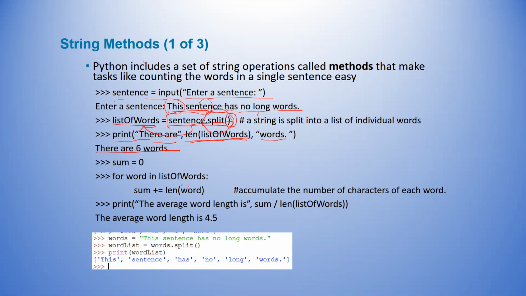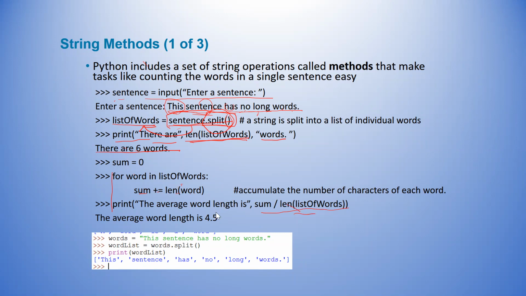So that is that. And here, look at this program. For word in list of words, remember your list of words is 6 words, right? So for each word in this list of words, sum plus length of the word. Then you get the sum, and then you divide it by the total length of the list, which is 6. And then you get the average.